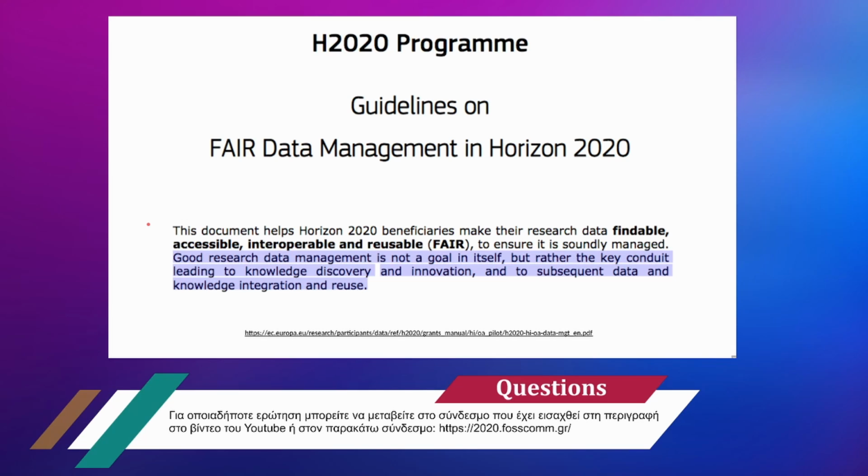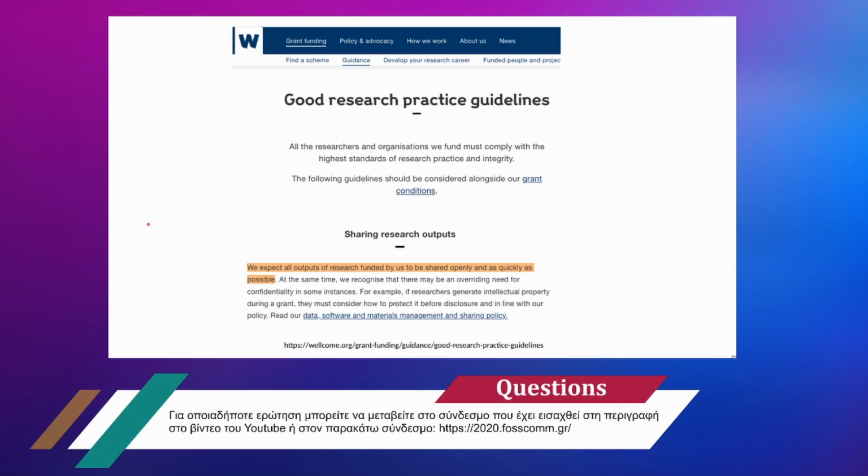The same thing happens with the H2020 program, the guidelines on FAIR data management in Horizon 2020. No more, no less, they are saying that good research data management is not a goal in itself, but rather the key conduit leading to knowledge discovery. So you have to make your data FAIR. This is from the Wellcome Trust. It's another funding body, and the top thing says that we expect all output of research funded by us to be shared openly and as quickly as possible.